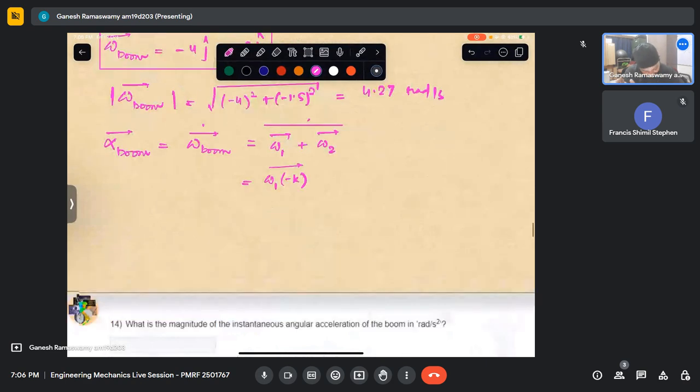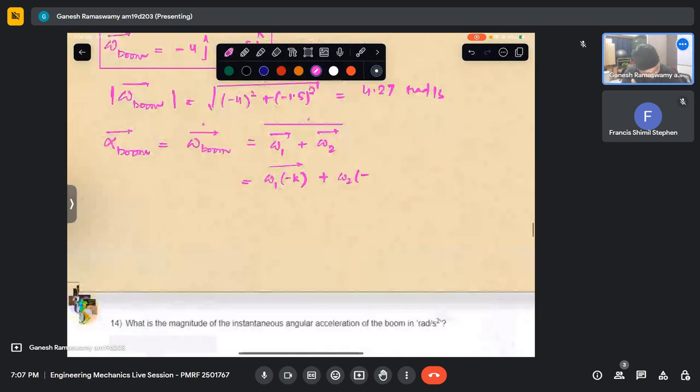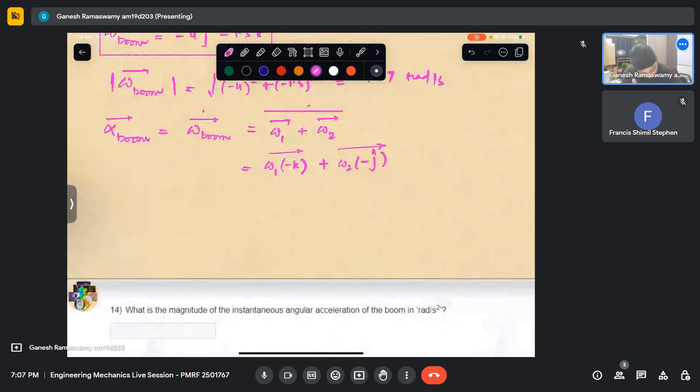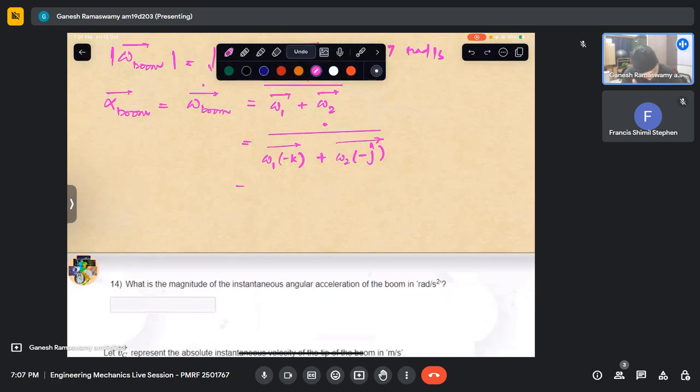And then this is omega 2 in the minus j direction. Now this entire thing we have to take the time derivative. So what will this come out to be? This will be omega 1 dot minus k cap plus omega 1 into minus k cap dot plus omega 2 dot minus j cap plus omega 2 minus j cap dot.